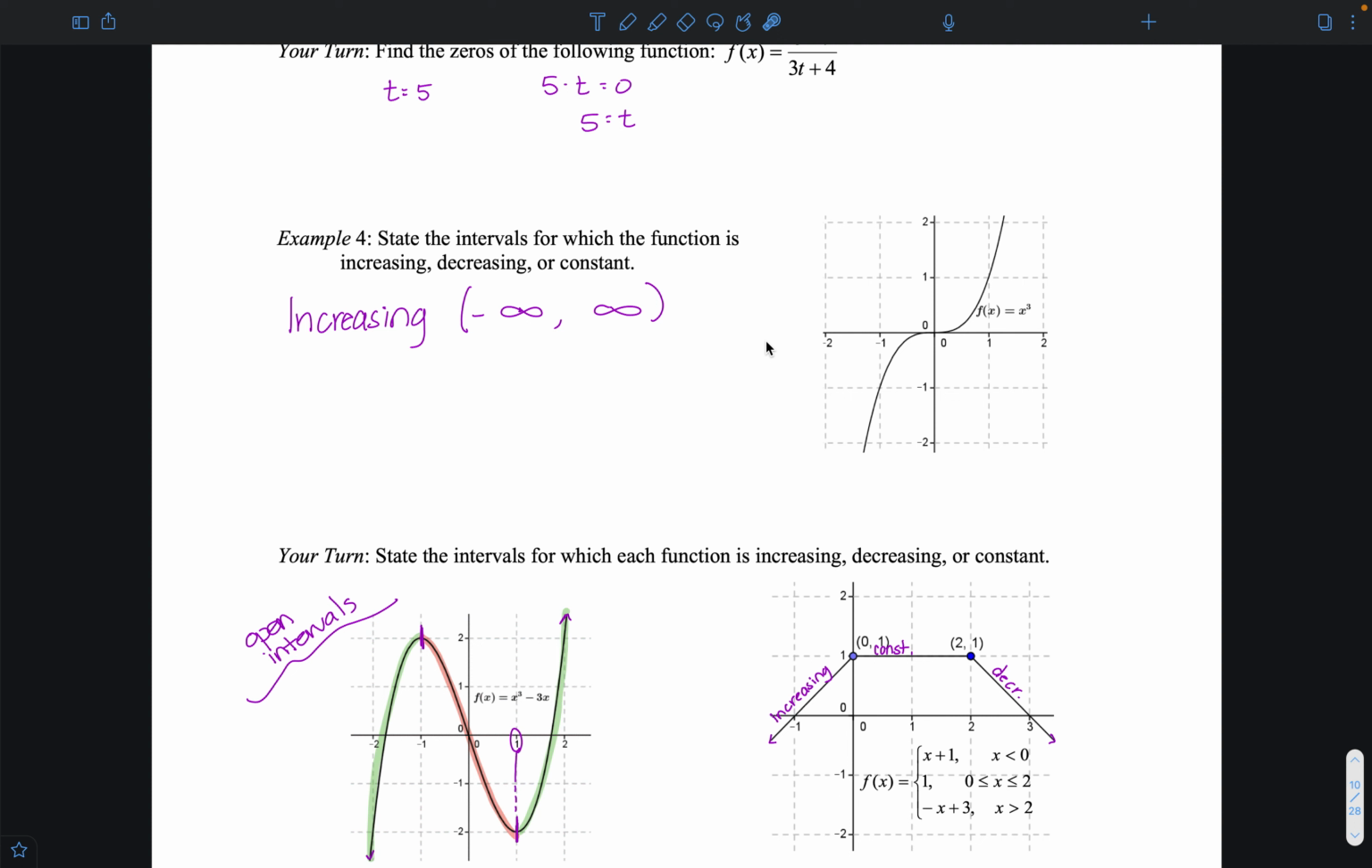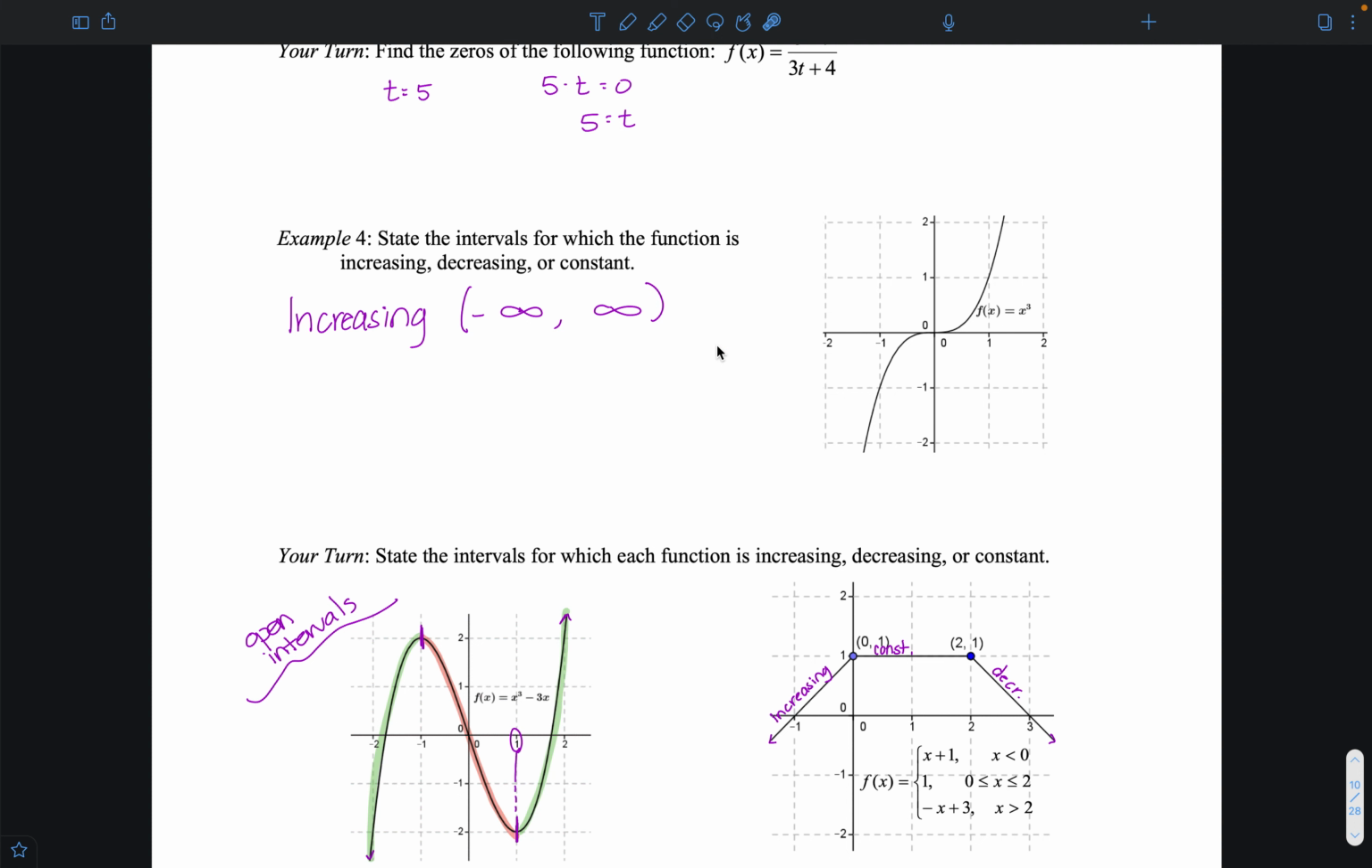However, if you think back to our parabolas, that's our U-shaped graph, it is decreasing on the left side there, and then increasing on the right side. Okay, so this has two different types of slope.